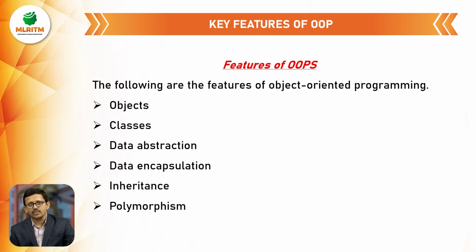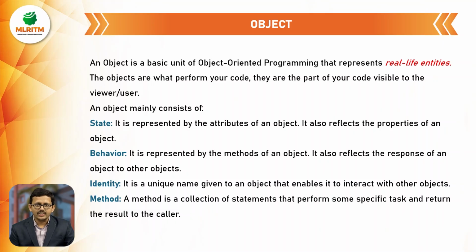So the key features of object-oriented programming, which make it the best for today's world, are objects, classes, abstraction, encapsulation, inheritance, and polymorphism. Sometimes we also call them buzzwords, Java buzzwords, when we use them in Java. So let us see the features one by one.